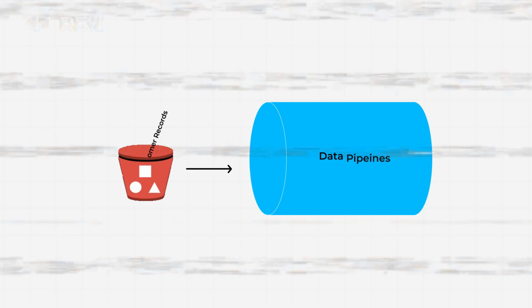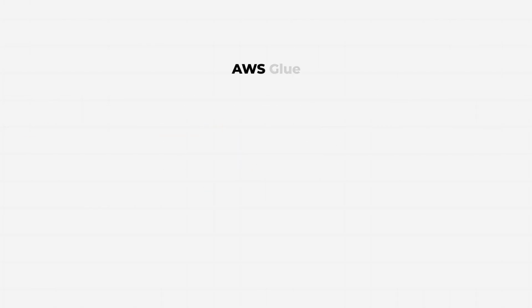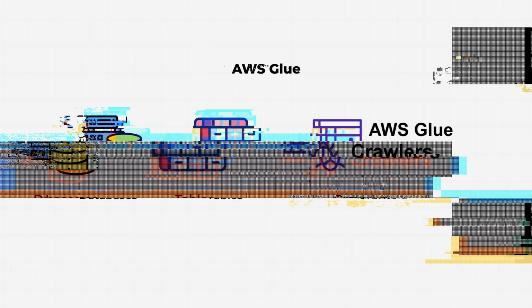Imagine you've got raw customer records sitting in an S3 bucket, and you want to start building your data pipelines. But before you can process anything, you need a way to organize and describe that data so AWS services know how to work with it. That's where AWS Glue databases, tables, and crawlers come in.